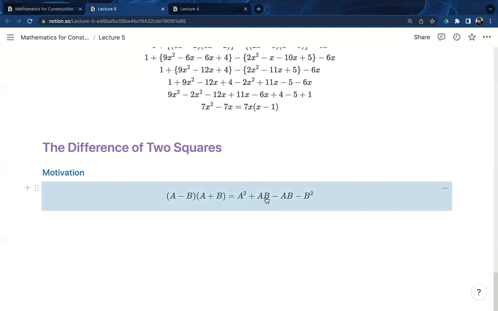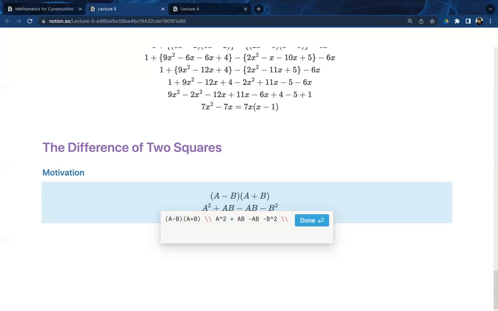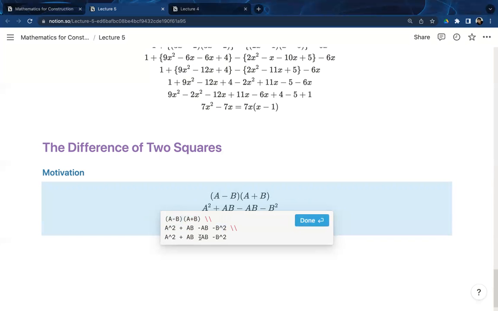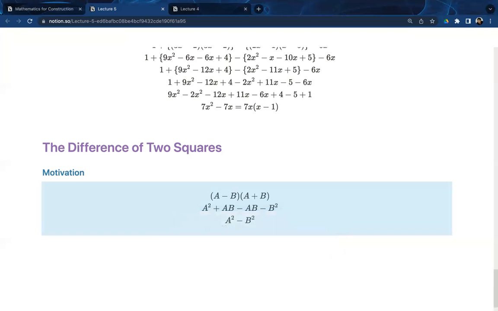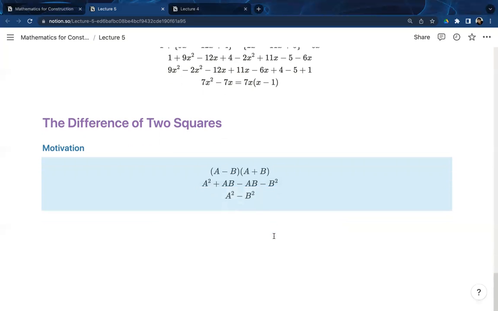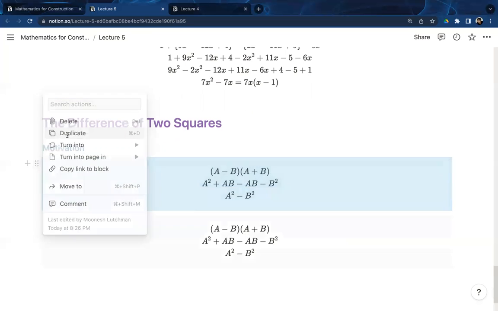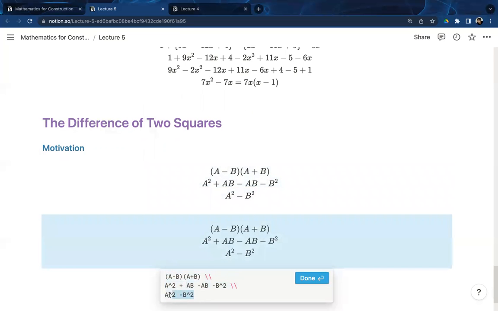Okay. Now I could simplify this some more. The AB minus AB goes to 0. This positive AB and minus AB, they cancel each other out. So I have A squared minus B squared, right? So the product of these two brackets here is the difference of two squares. So what I typically do is approach it as a formula in the reverse method, right?